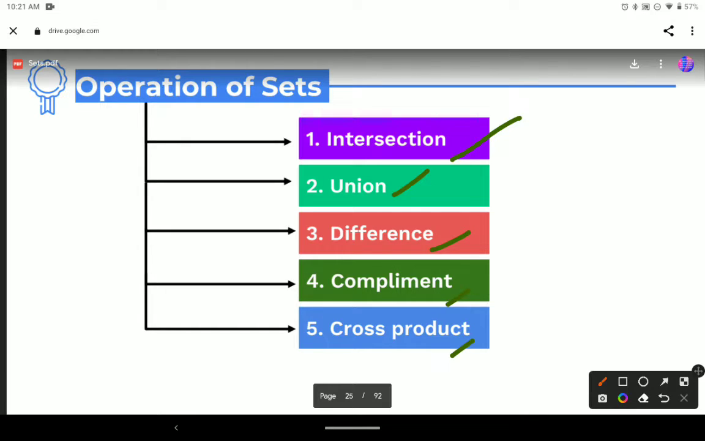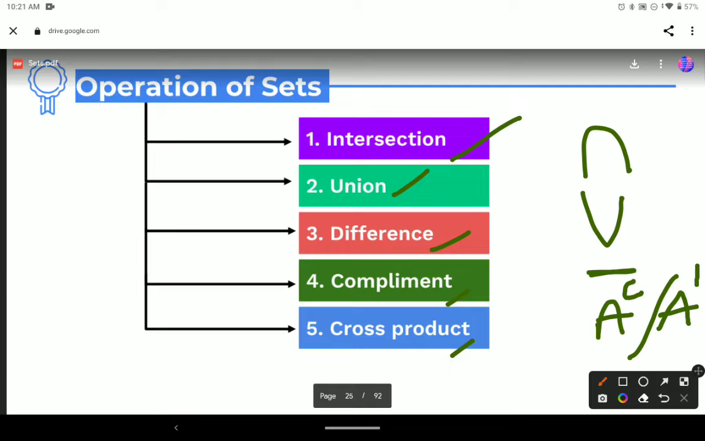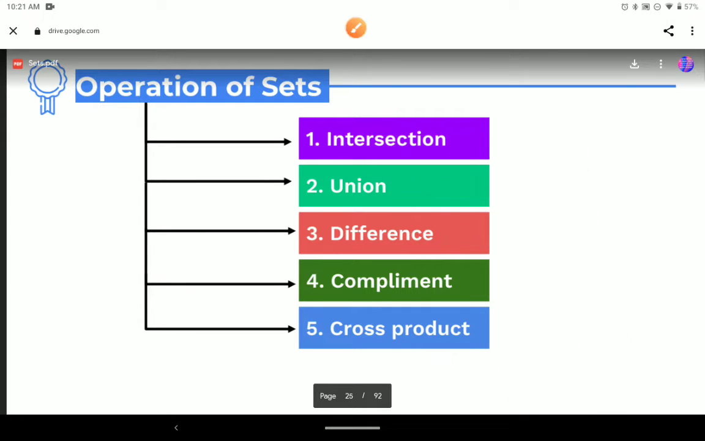Intersection, see this one. We represent intersection as this and union as this. Difference is represented by a minus, everybody knows, and complement is represented as, suppose for a set A, the complement can be written like this or like this, even a small dash on the upper right-hand side. Okay, cross product. Some two sets are there, A cross B, this is called cross product. So these are the operations that should be learned in sets.